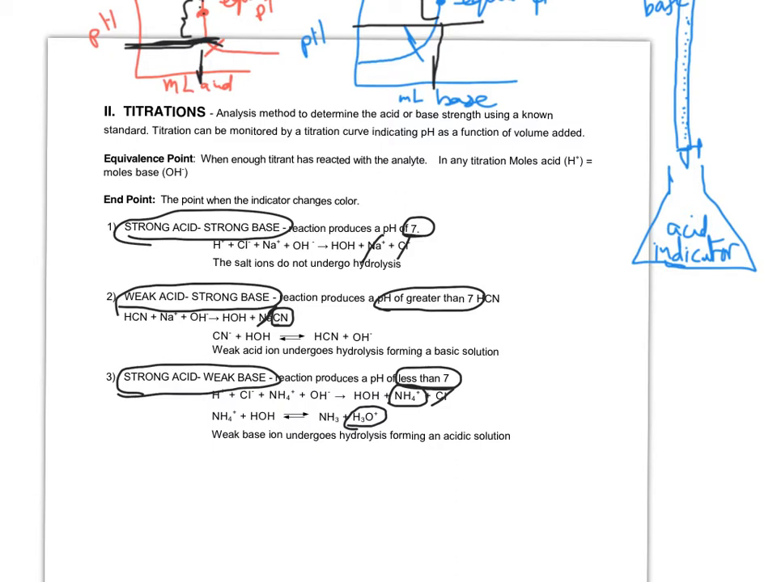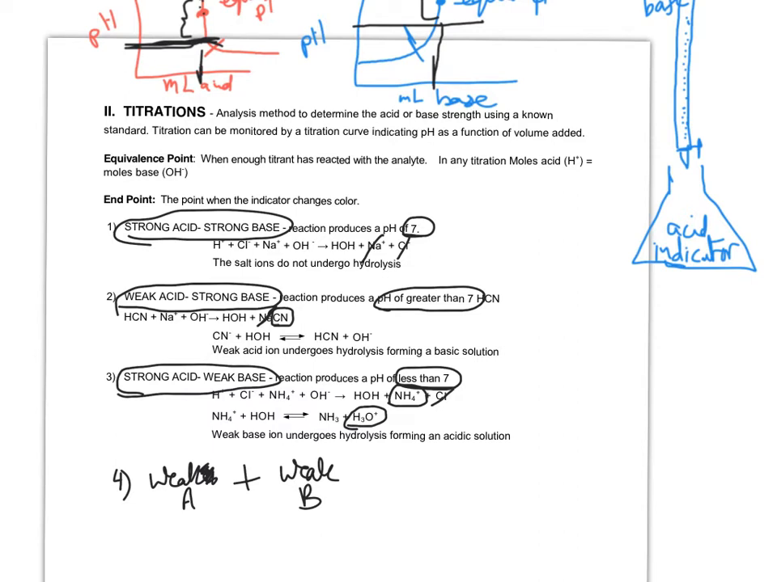Now, the fourth type of titration would be weak acid with a weak base. What would the pH be? Well, it depends. It could be 7, it could be lower than 7, it could be higher than 7. What does it depend on? It depends on your products, because the products of both of these reacting together, both of the ions would undergo hydrolysis.